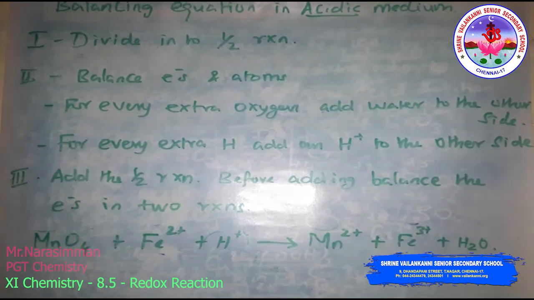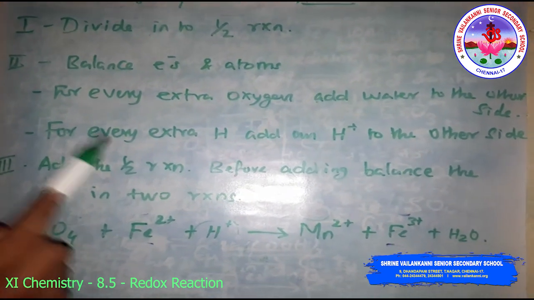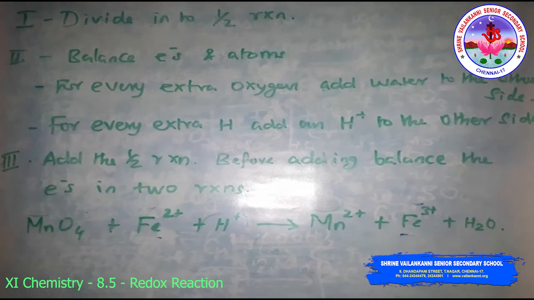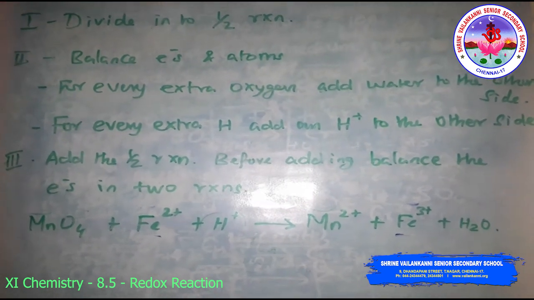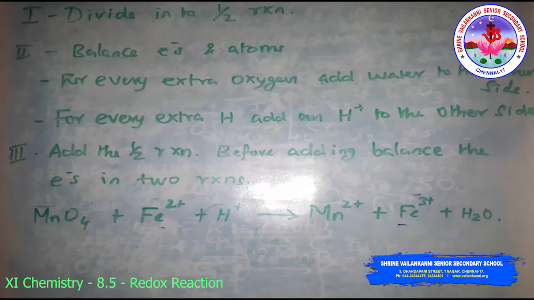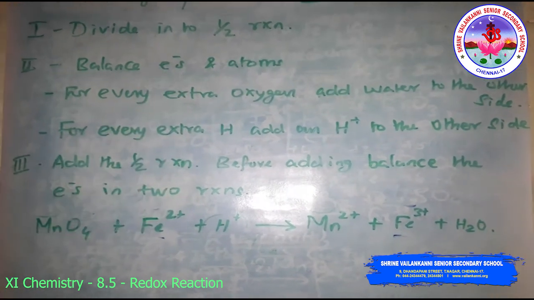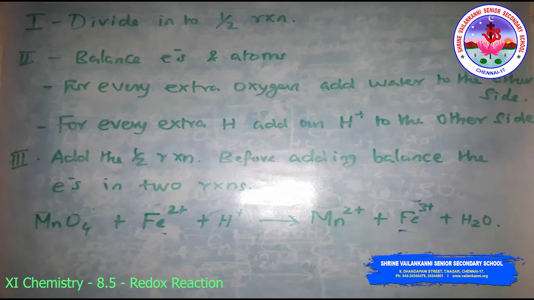The first step is to divide into two half reactions. One is the oxidation reaction, and the other is the reduction reaction. Then balance the electrons and atoms. The next step is to balance the electrons and atoms.